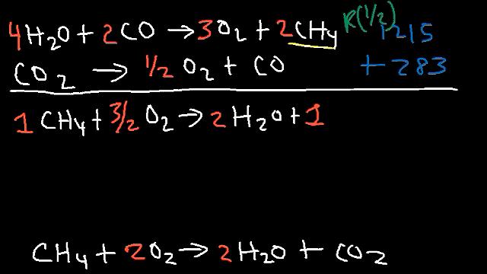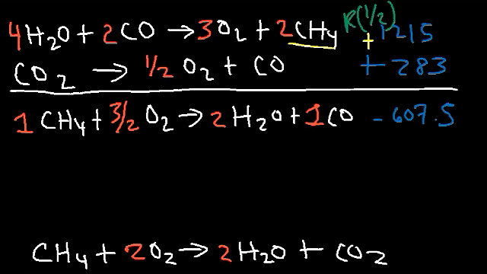So how is that going to affect the enthalpy change of the reaction? Since we reverse it, the positive 1215 becomes negative 1215. And since we divide it by 2, we need to divide 1215 by 2. So this should be negative 607.5.